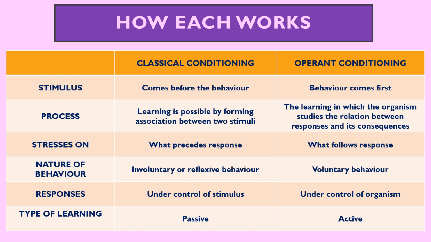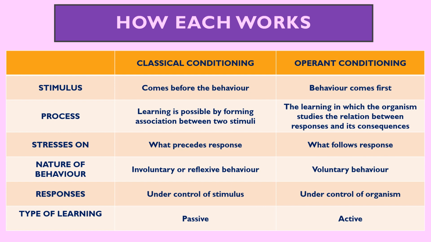Then responses. In classical conditioning, the response is under the control of the stimulus. So based on the stimulus, the responses vary. In operant conditioning, the response is under the control of the organism. The organism decides how to behave depending on the consequences.